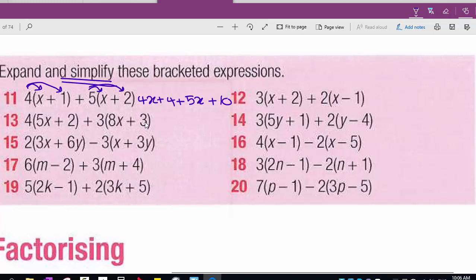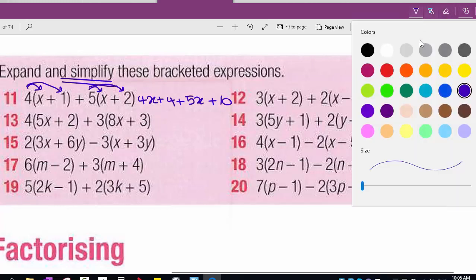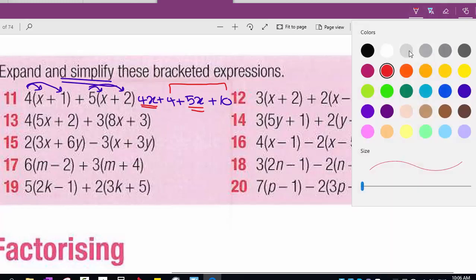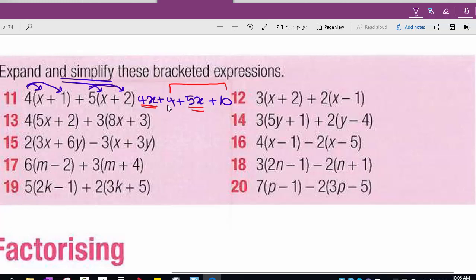The next step is we need to add the like terms. Here are some like terms. 4x is a like term with 5x, and the numbers are also like terms. Then 4x plus 5x is equal to 9x, plus 10 plus 4 is 14. So this is question 11. Now let's do 12.